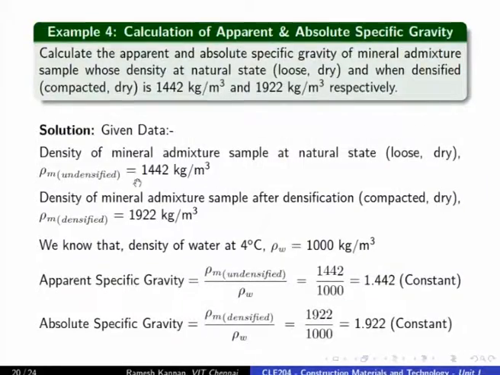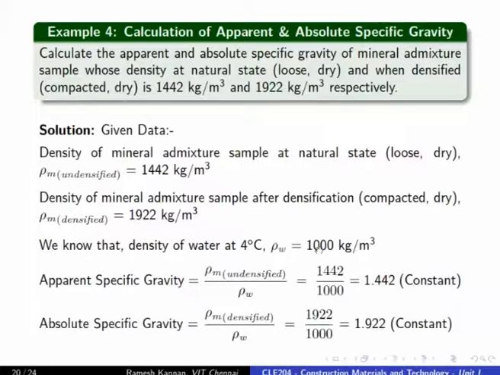And in this particular example, we have two density values given. One is the natural state or loose state, and the other is the compacted state. This is called the undensified value, and this is the densified density. So the undensified value of density of this mineral sample is given as 1442 kilogram per meter cube, and the densified value is 1922 kilogram per meter cube.